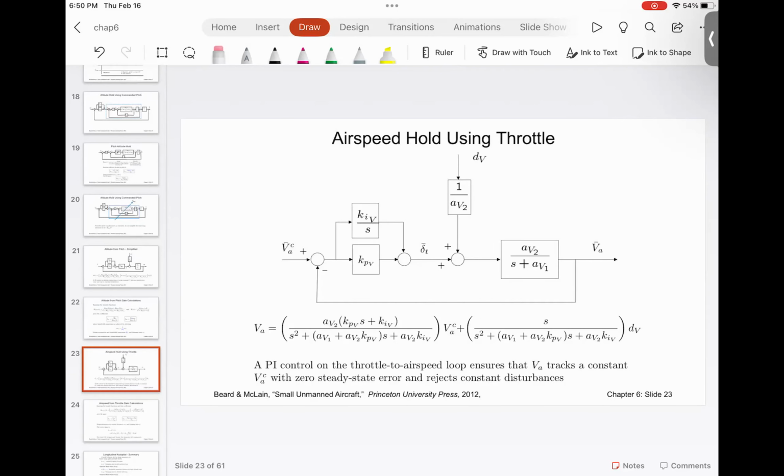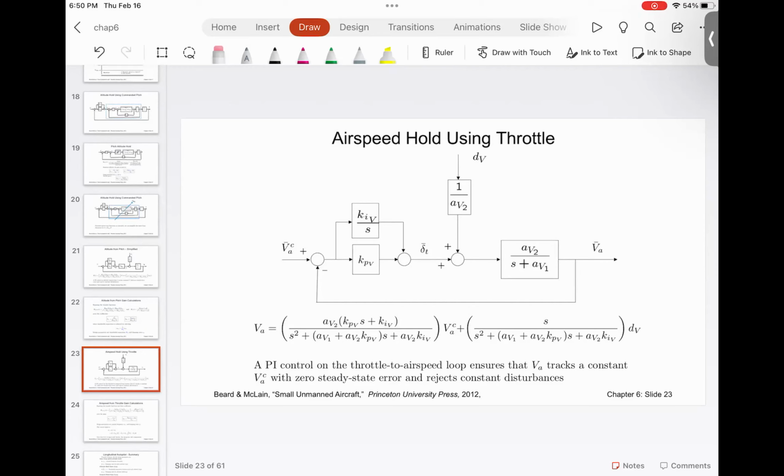For airspeed, using throttle, you want to maintain a constant airspeed. If you look at the linear model for the airspeed control, this is the linear model that we derived for airspeed control. You reduce the block diagram. After reduction of this block diagram, you are going to get something like this.